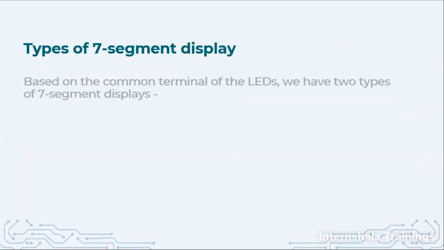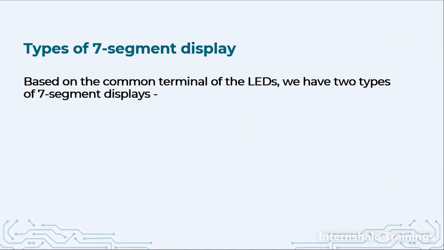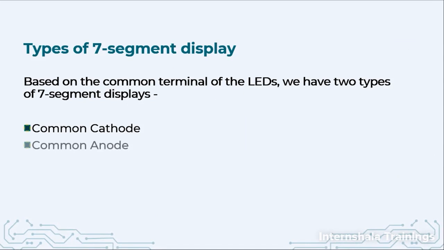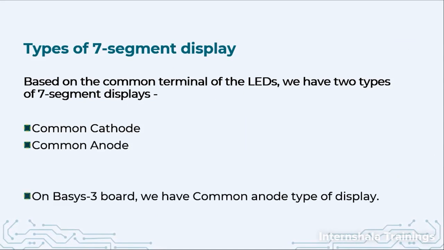Now there are two types of 7 segment displays available in the market. One is common cathode and one is common anode. On Basys 3 we have the common anode type of display. So what are these two types? We'll talk about them in detail.